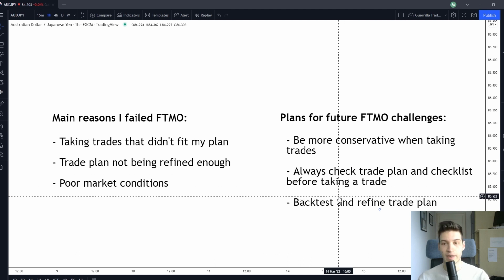Also, backtest and refine the trade plan. I need to do a little bit more backtesting, and I need to be a bit more conservative, especially at the beginning of the week, so Mondays and Tuesdays, when I tend to take some valid setups that really always end up in a loss. So I need to be more careful at the beginning of the week, and I need to focus on the high probability setups only. So yeah, that is it for the video.